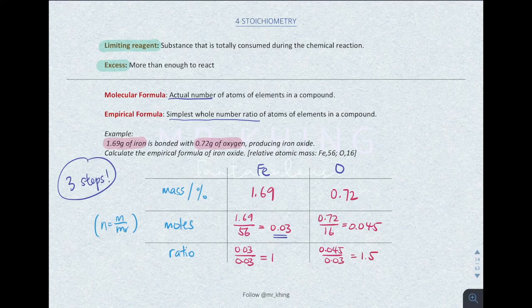One more thing, do not simply round off the value. You cannot just round off the value like this. In order to convert the decimal into a whole number, always start by multiplying with the smallest number. Start multiplying with 2, 3, 4, and so on until you are able to get a whole number. So, in this case, how to convert 1.5 into a whole number? We can multiply with 2. Therefore, both the ratio multiplied by 2, so you get 2 and 3. Therefore, the final answer is Fe2O3.